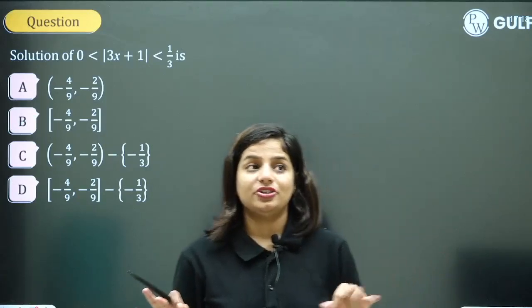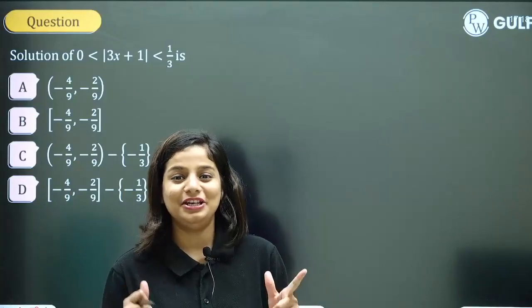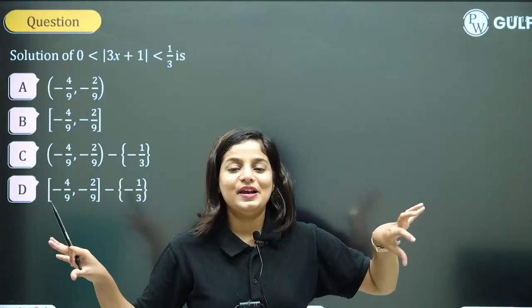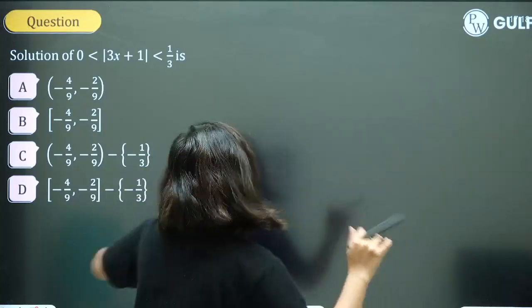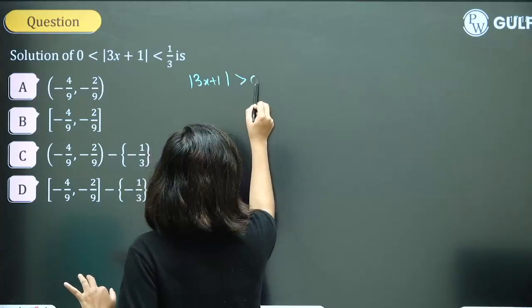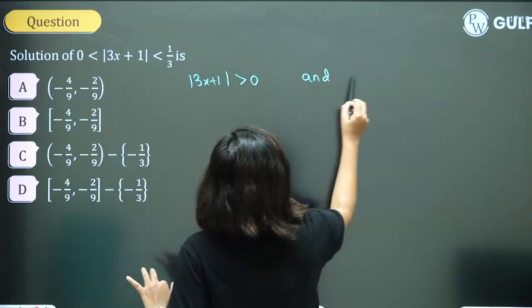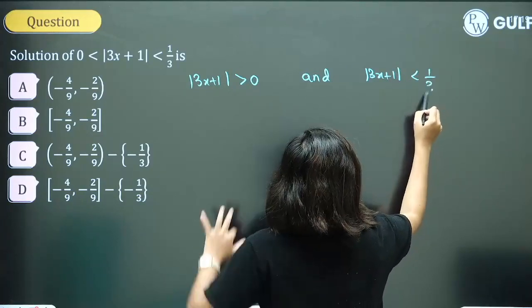Now, a modulus question. It's neither less than nor greater than, but a double inequality. Double inequality means split it into two parts, and it will give us an and. One part will say mod of 3x plus 1 is greater than 0. And mod of 3x plus 1 is less than 1 by 3, right? Two parts.